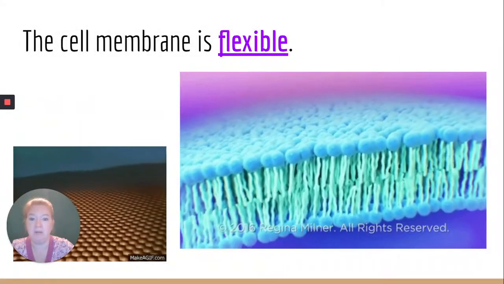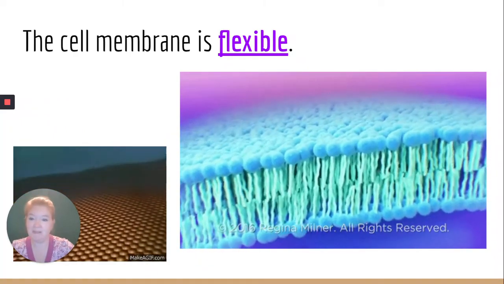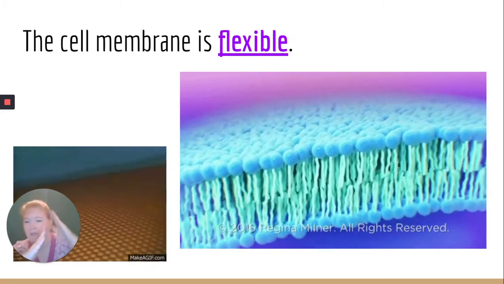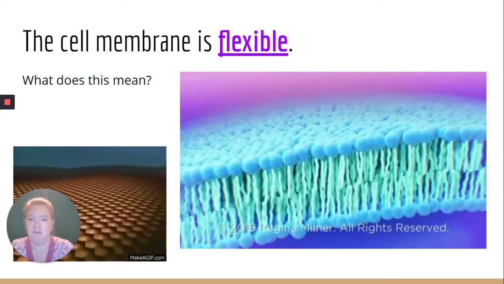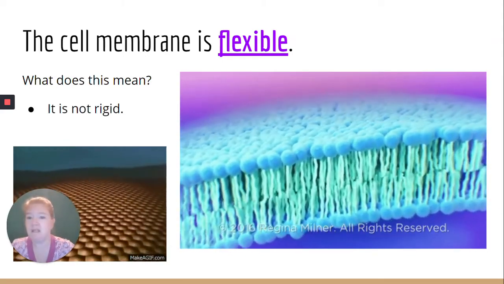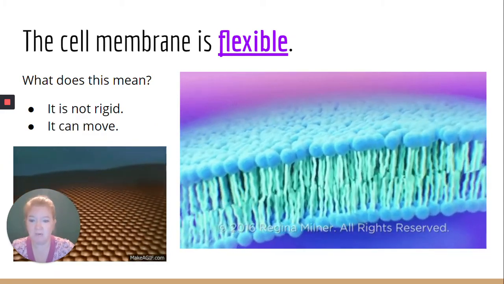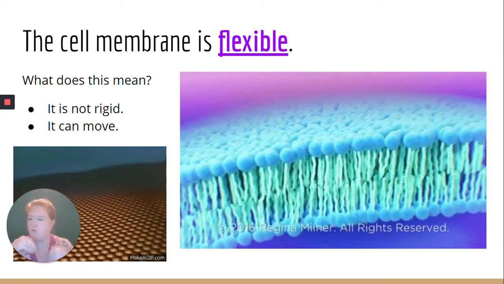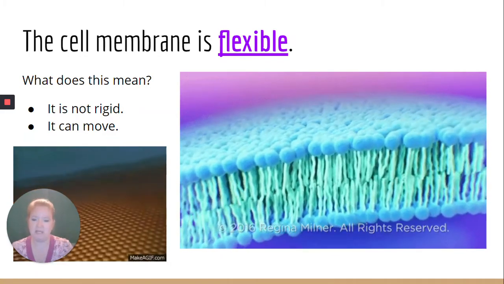The cell membrane is flexible. Whoa, might be a little weird to think about, but the cell membrane is not just that line you drew around the outside of the cell. It moves and shifts and changes. So what does being flexible mean? It means it's not rigid. It's not stuck in place. It can actually move. So our cell membrane is selectively permeable, controls what gets in and what gets out. Some stuff can, some stuff can't, and it's flexible.